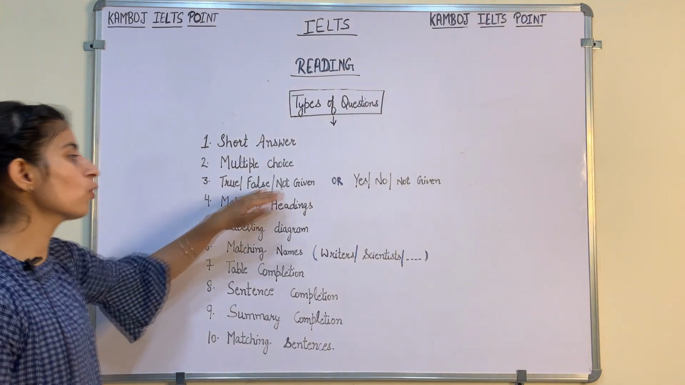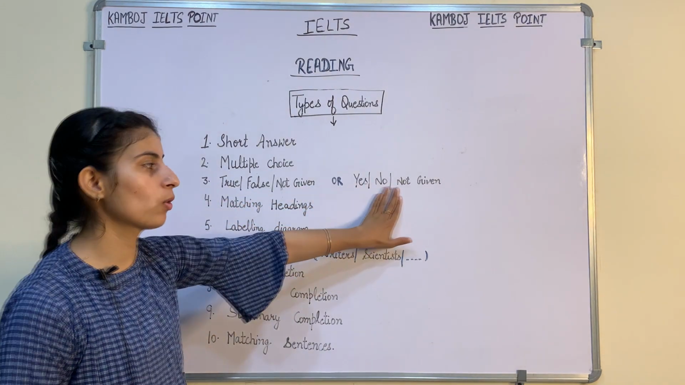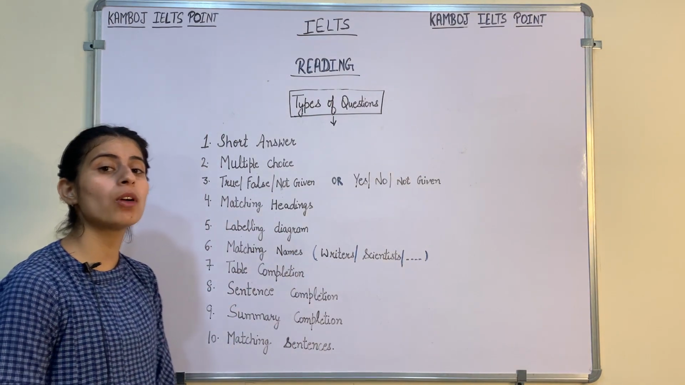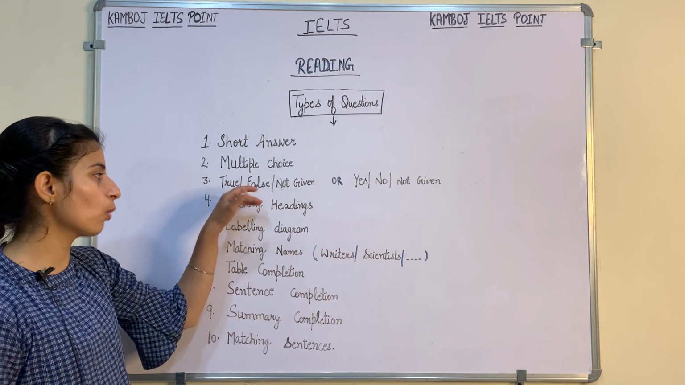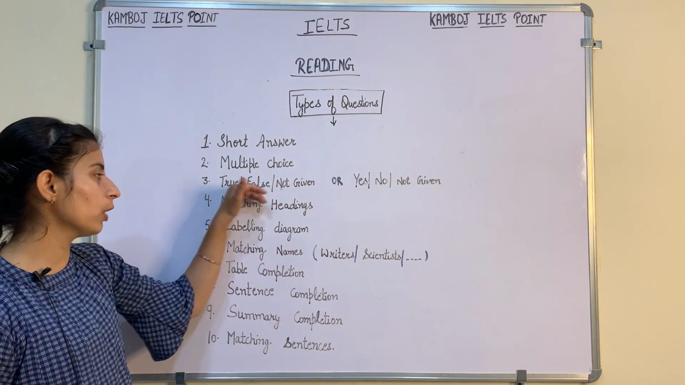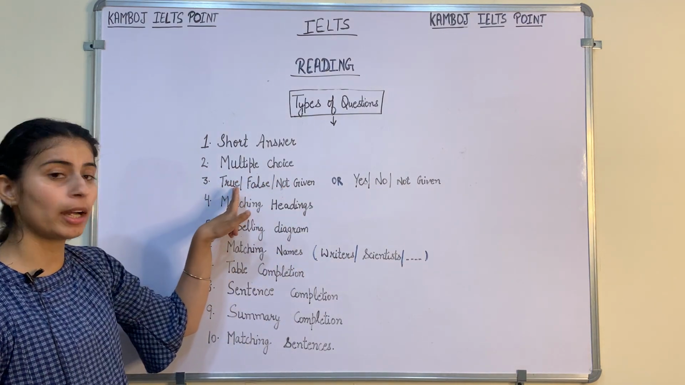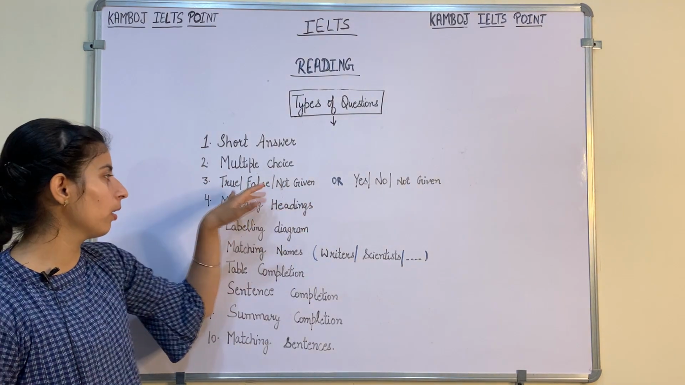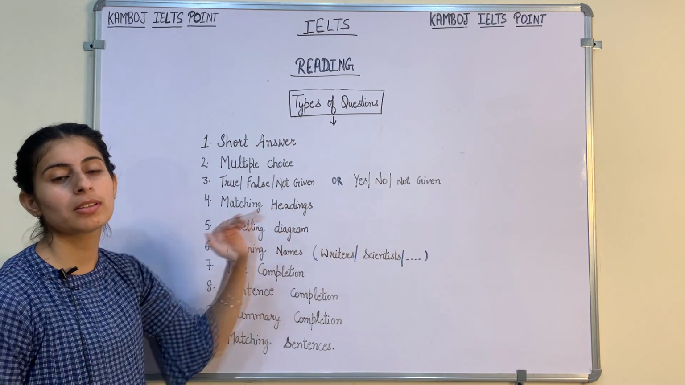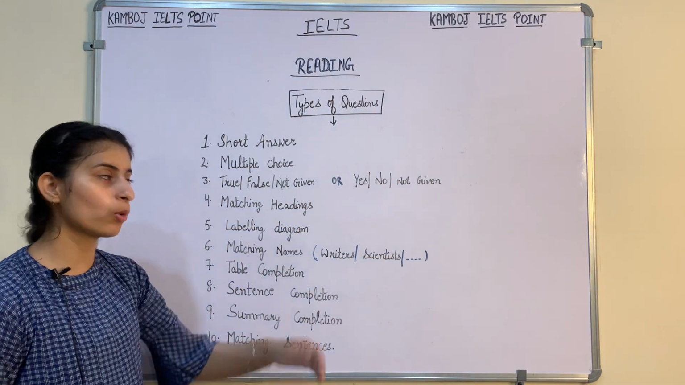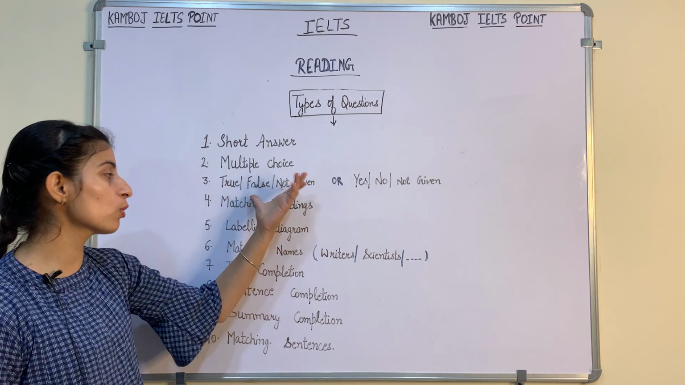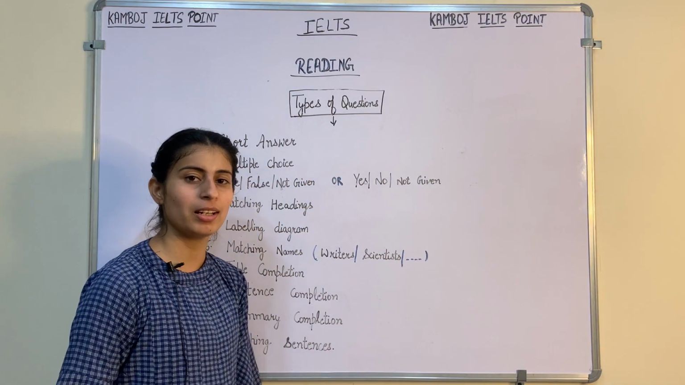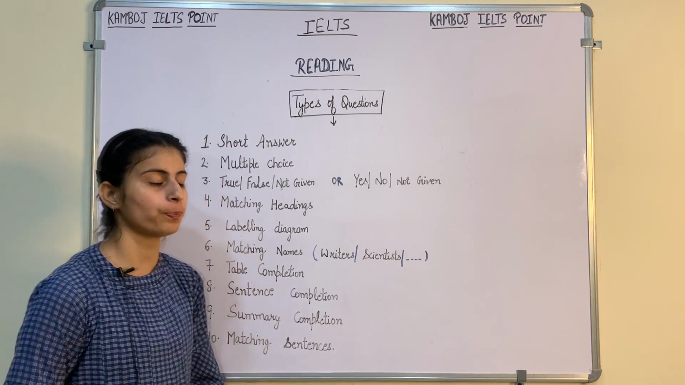The third one is true false not given or yes no not given. In these types of questions, one thing you have to be careful about is to write the exact words. If the instruction says to write true false not given, then you have to write these words. You can't write yes no not given instead of true false not given. If you use true false not given or yes no not given as synonyms in reading, then your answer will be wrong.